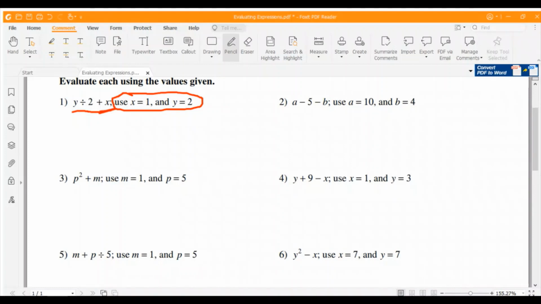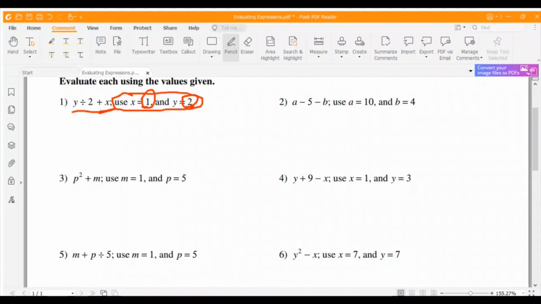Because at first it's a mystery. Y, whatever that is, divided by 2 plus x, whatever that is. Oh, wait, by the way, I'm going to tell you what it is. X is equal to 1. Oh, and by the way, y is equal to 2. Oh, really? So really all I got to do is rewrite this expression here and substitute 2 wherever I see a y and 1 wherever I see an x, and then it won't be a mystery. I'll be able to figure out what this really is. I'll be able to evaluate it. So that's what I'm going to do.